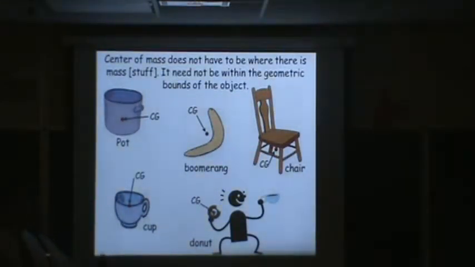Hey, where's the center mass of a ping pong ball located? What say you? In the middle of the ping pong ball? Yeah, right smack dab in the middle of the ping pong ball where there's no ping pong ball. That hard plastic doesn't even exist there. So center mass doesn't have to be where there is mass. Center mass doesn't have to be where there is stuff.